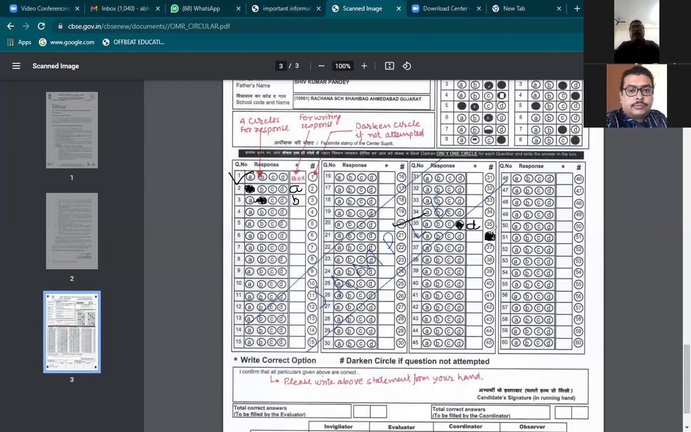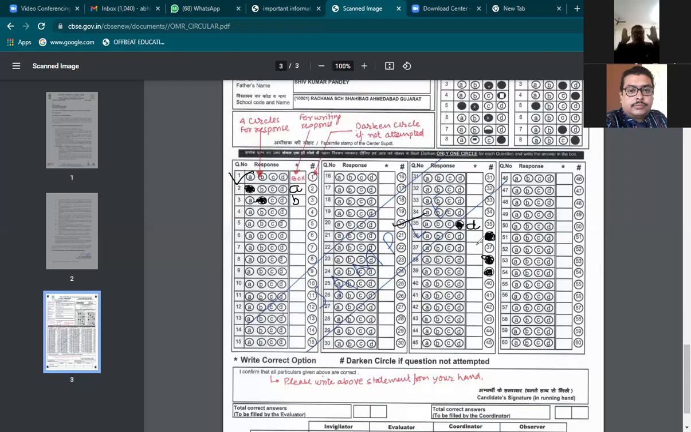And whenever you darken the circle just beside the rectangular box, it will be turned as unattempted. Suppose a student darkens 21, 23, and 24, but has not darkened 22. What will happen? Very important.